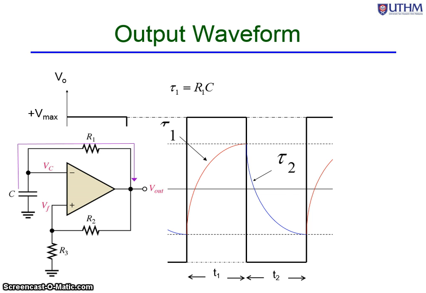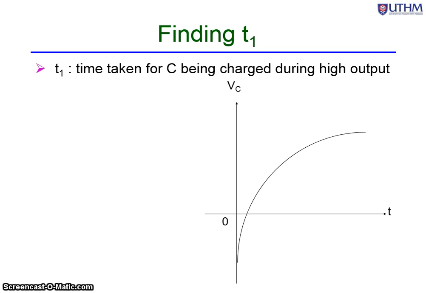For tau2, the capacitor is being discharged during the negative output. So this is also the path, and your tau2 is also R1 multiplied by C. So tau1 is the time constant for charging and tau2 is the time constant for discharging. If we look closely at the capacitor being charged, this is the voltage across the capacitor.